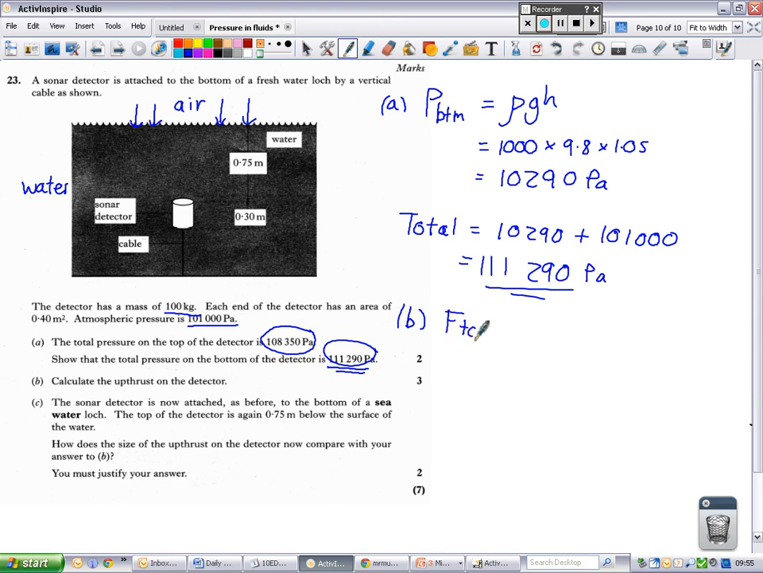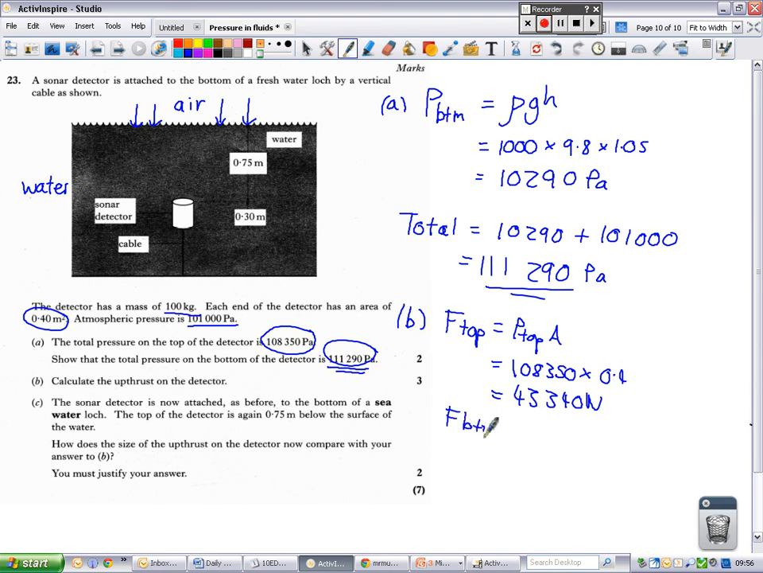So the force on the top will be the pressure on the top multiplied by the area of the surface. The pressure on the top as given here is 108,350. The area is 0.4. So that gives you 43,340 newtons for your force on the top. Your area, remember, is given over here, 0.4 metres squared. It's the same for top and bottom surfaces.